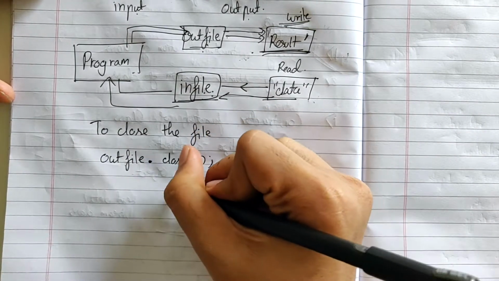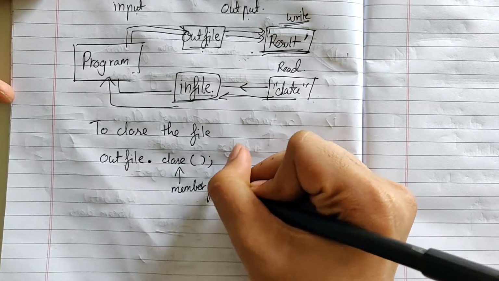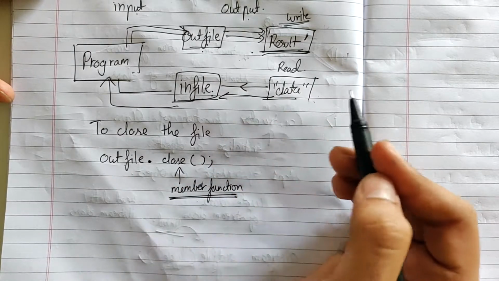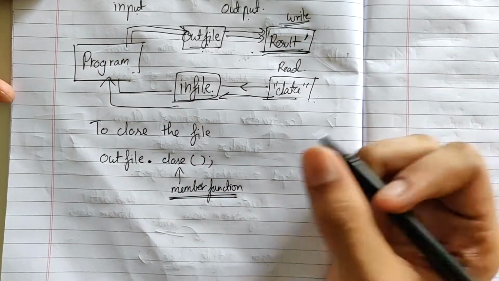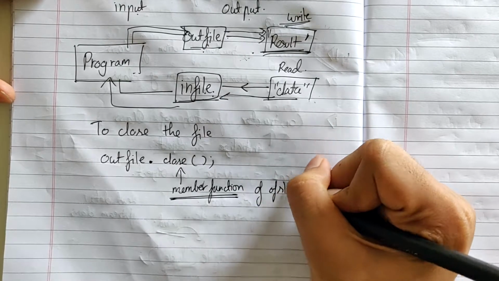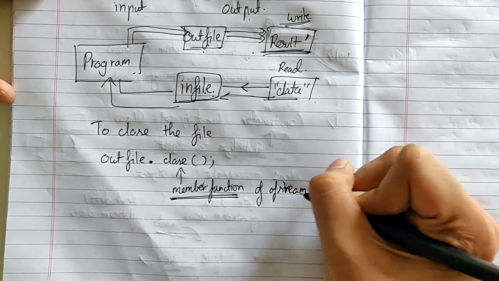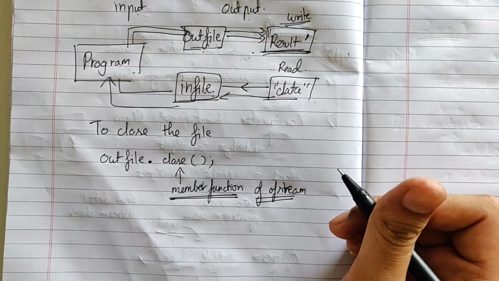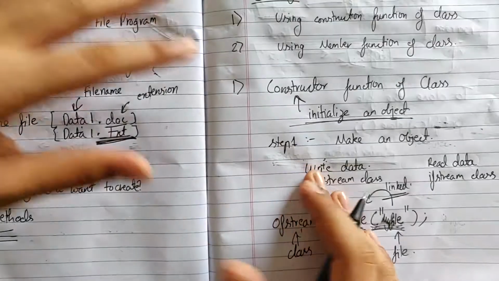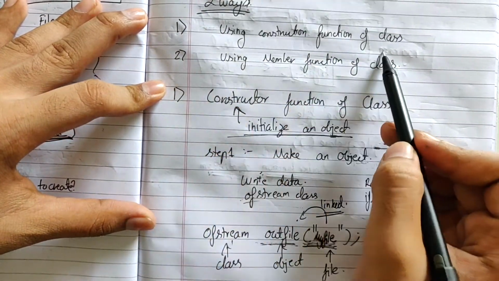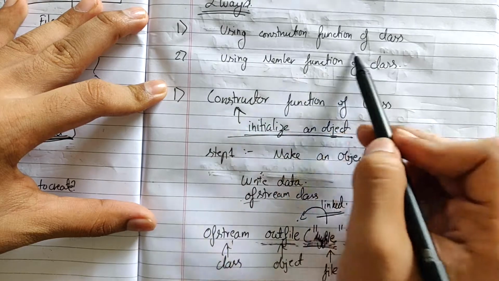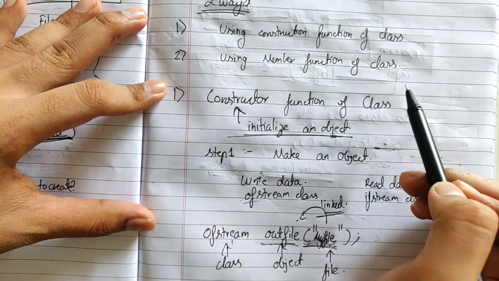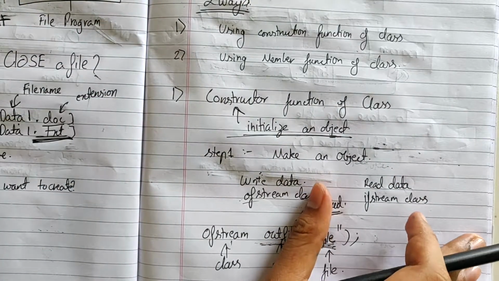Now close is a member function. Close is a member function of the class you used. That was ofstream, a member function of ofstream. So this is how you do it using constructors. You know, constructors are the least used when it comes to file handling. People use this very rarely. The major part is done by member functions. Most of the file handling is done by the member function method. So we'll study member functions now.